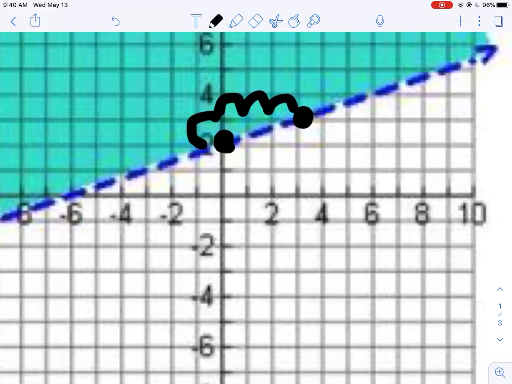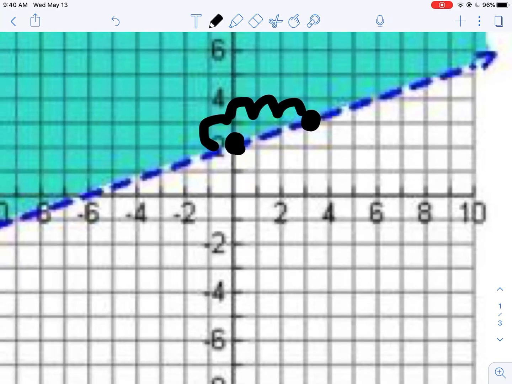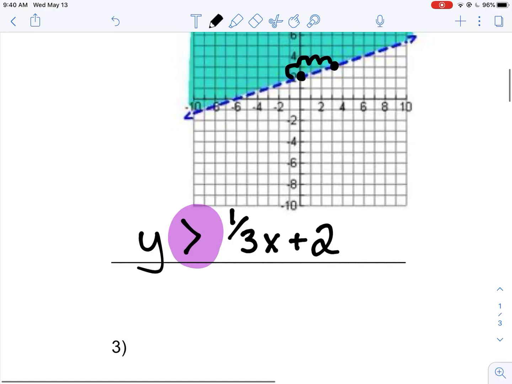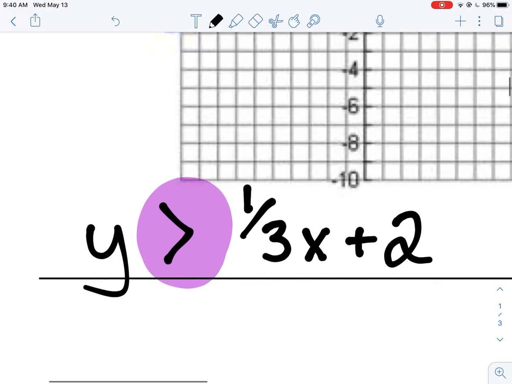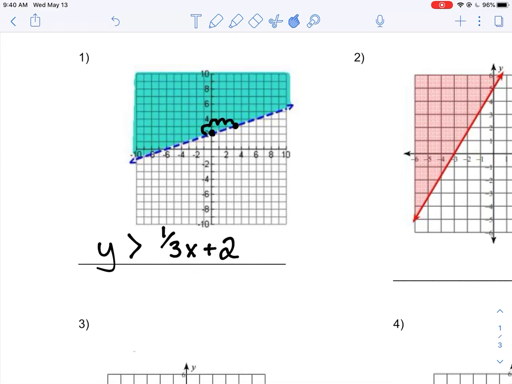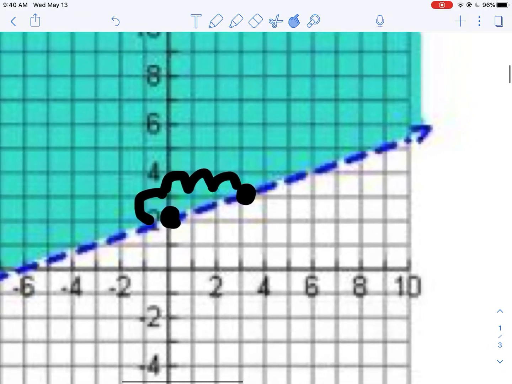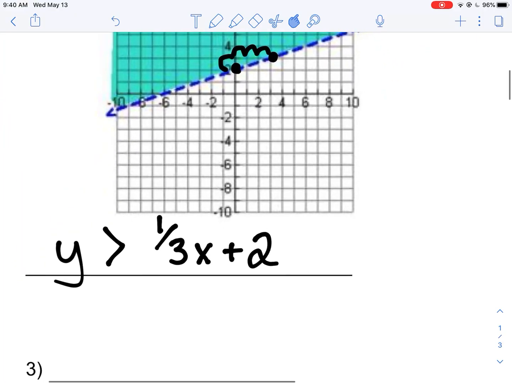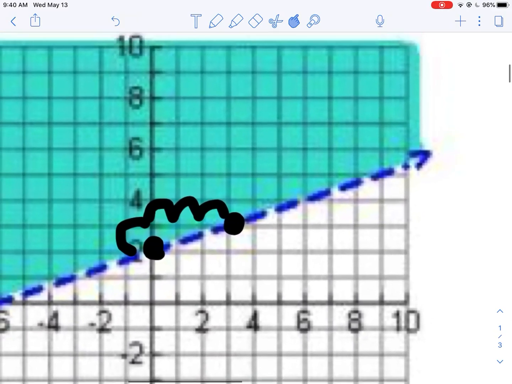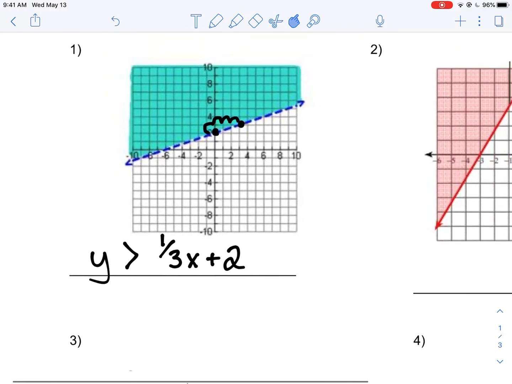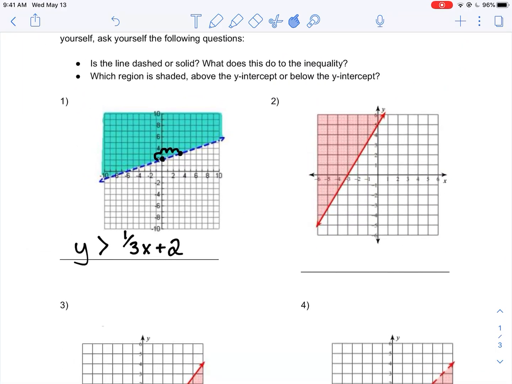Now, the last question I want to ask, is this line dashed or is it solid? You'll notice that we have a dashed line here. What does that mean for our inequality? That means we're not going to underline it, because that does not mean greater than or equal to. It just means greater. So we get y is greater than 1/3 x plus 2. Again, I found my y-intercept, found the slope of my line, and then I did y blank 1/3 x plus 2. I noticed everything above my y-intercept was shaded, which makes it greater. And since the line was dashed, not solid, I did not underline my inequality.